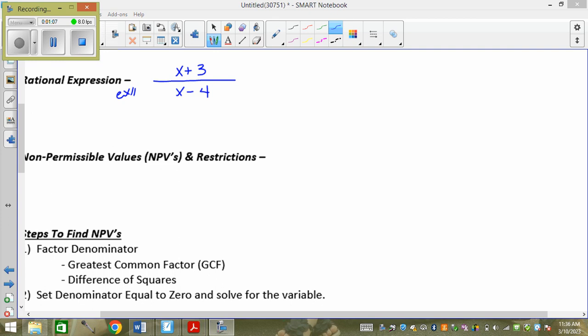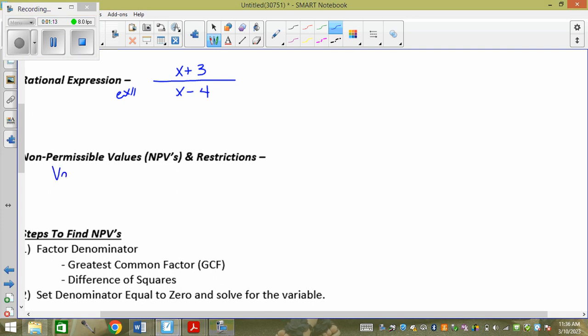All right. Non-permissible values are the values that would make the denominator be 0. Because our denominator is not allowed to equal 0, correct? So anytime you have a variable in the denominator, you have a non-permissible value, or you have to at least check for non-permissible values. Values that, if it was that, would make my denominator be 0, right?